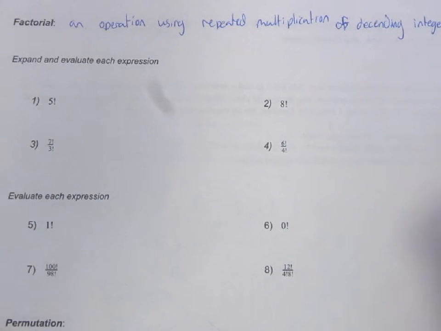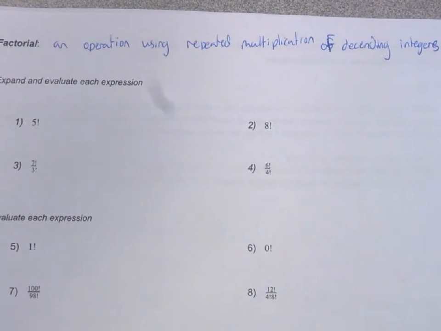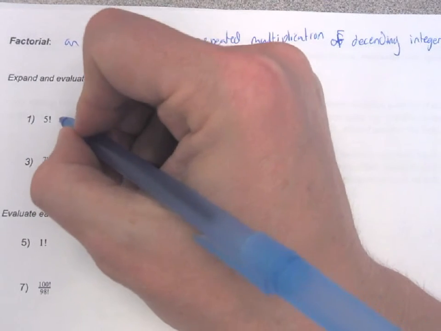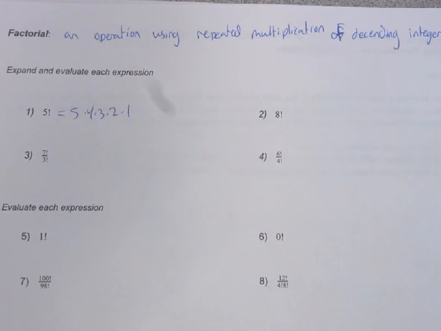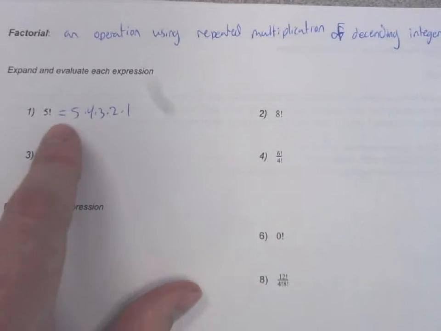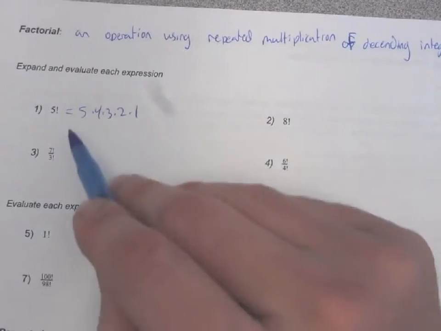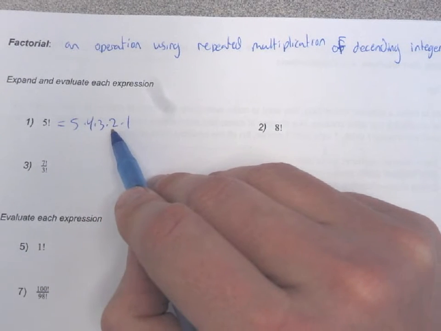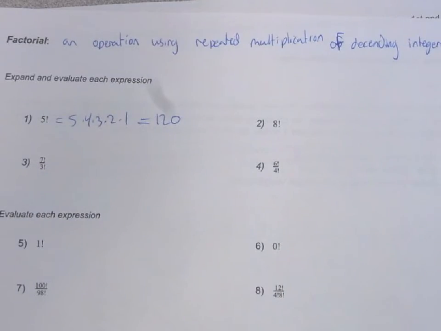Make sure I'm spelling everything right. Writing and talking at the same time is sometimes challenging for me. Okay, an operation using repeated multiplication of descending integers. So 5 factorial, that's how you say this, 5 factorial. What that means is 5 times 4 times 3 times 2 times 1. Descending, they're going down, 5, 4, 3, 2, 1, but you multiply them all together. All right, so 5 times 4 is 20, 20 times 3 is 60, 60 times 2 is 120, and 120 times 1 is 120. Okay, so that's 5 factorial.